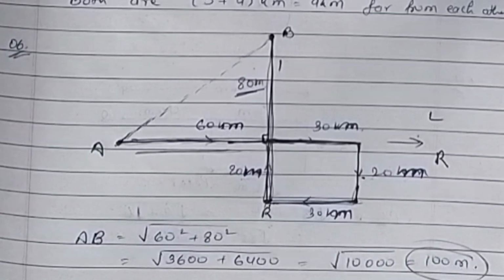Hence, from the starting point to meeting his father, he traveled 100 meters. 100 meters was the distance between the starting point and the point where he met with his father. Hence, the answer is option A, 100 meters.